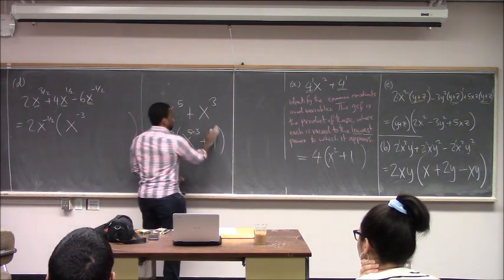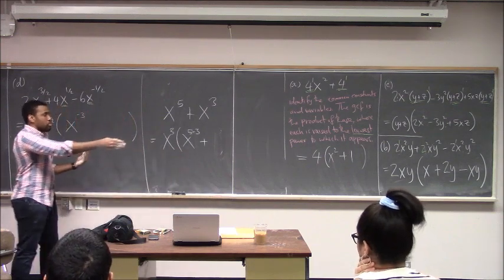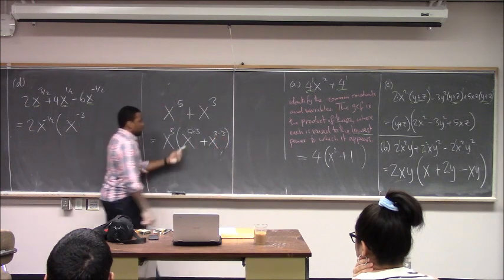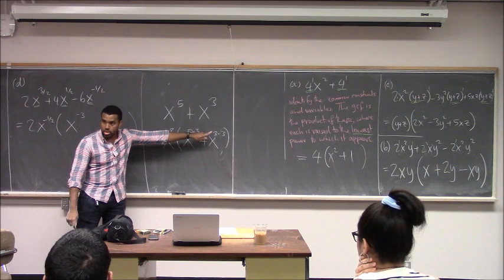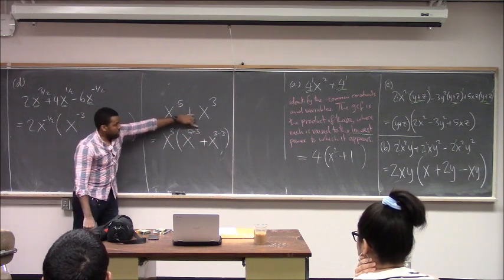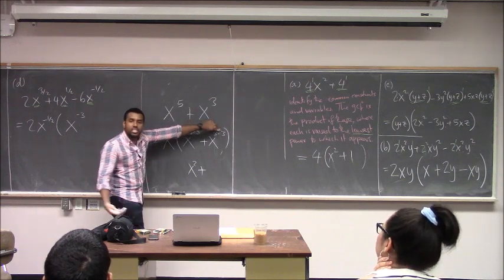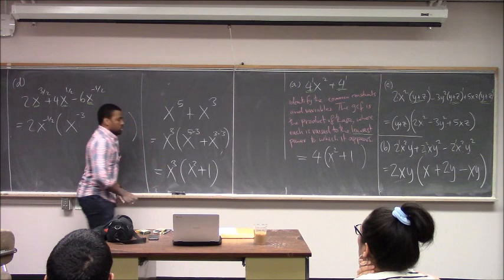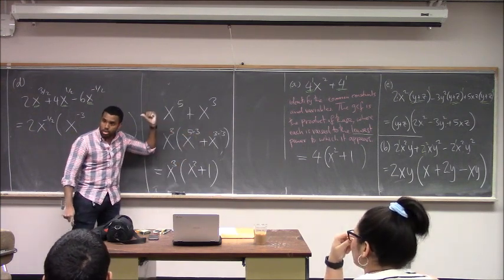So what's going to happen is, when you factor this and you get x cubed times x squared plus 1, what really happened is you pulled out x cubed and you subtracted the cube from all the powers of x's inside. So now the 5 minus 3, that's an x squared. X to the 3 minus 3, that's x to the 0, that's 1, right? So you're left over with x squared plus 1 because you're subtracting the power that you pulled out.